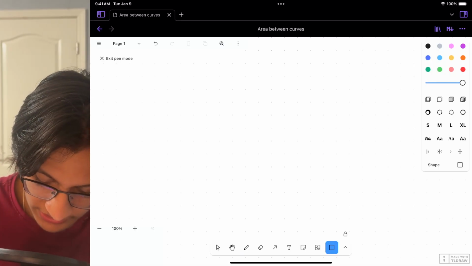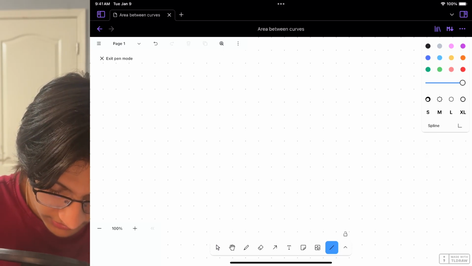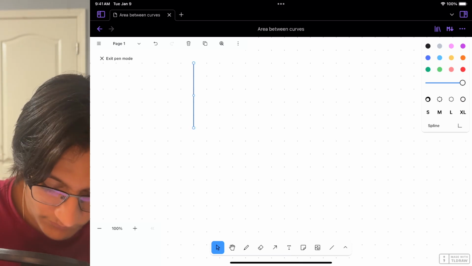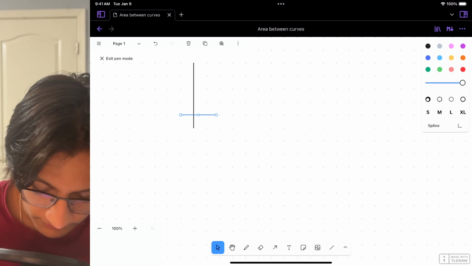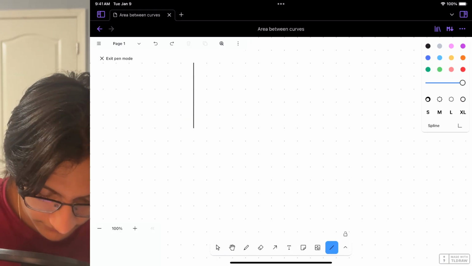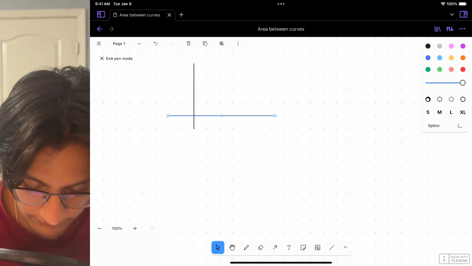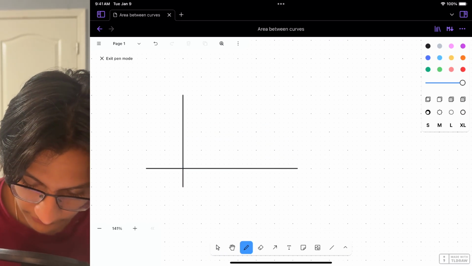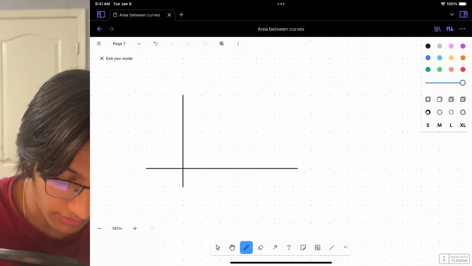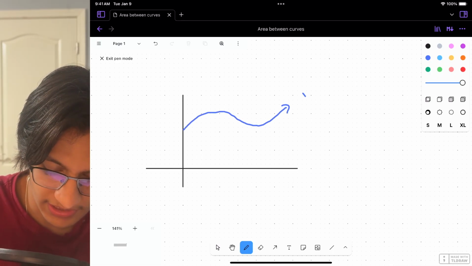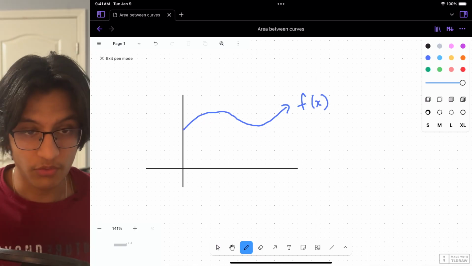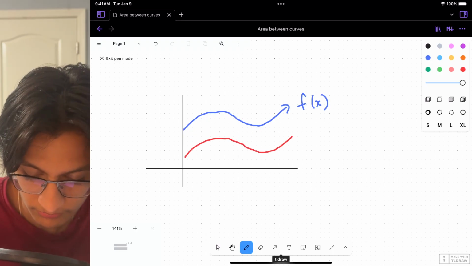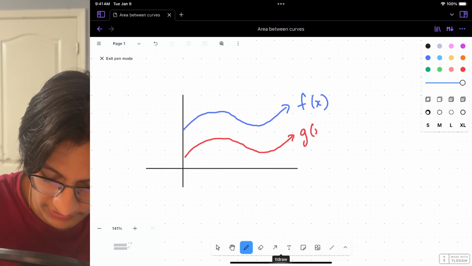So let's just say we have this x and y axis here. All right, so we have this x and y axis. Now we have a function, I'll just say it in blue. This is f of x. Now we have another function, I'll just say it in red, below it, let's just say g of x.